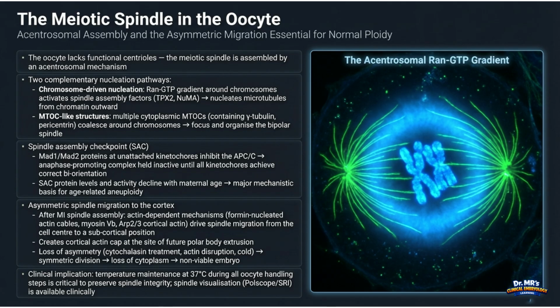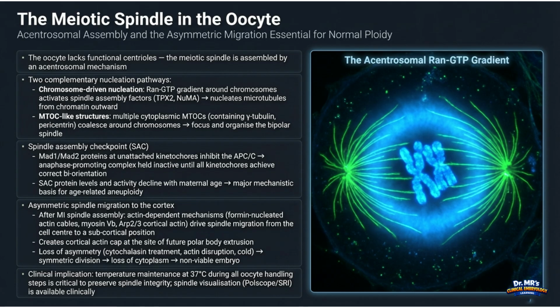This raises a monumental point about clinical vulnerability. Because this acentrosomal assembly is inherently slower, more chaotic, and entirely reliant on delicate, invisible gradients of chemical factors floating in a vast cytoplasm, it is intensely sensitive to environmental disruption.